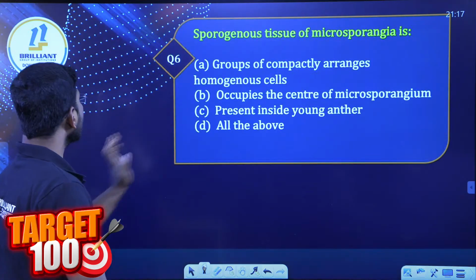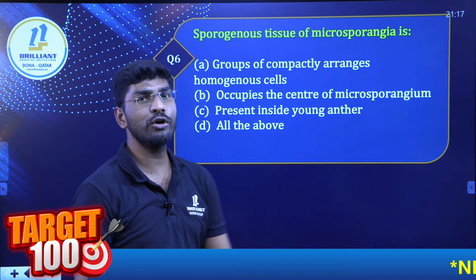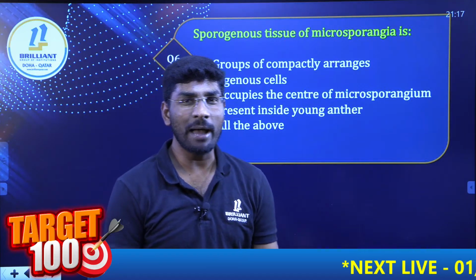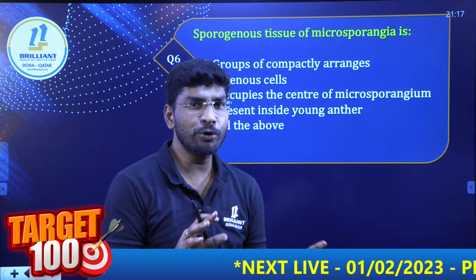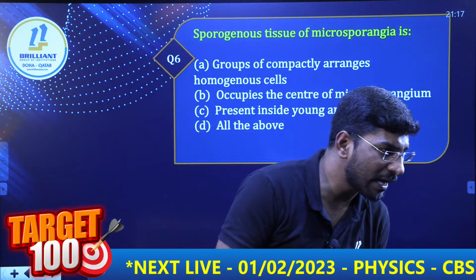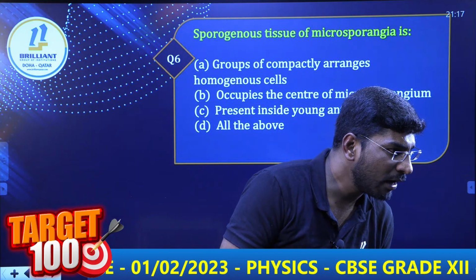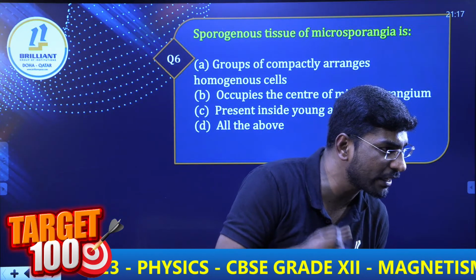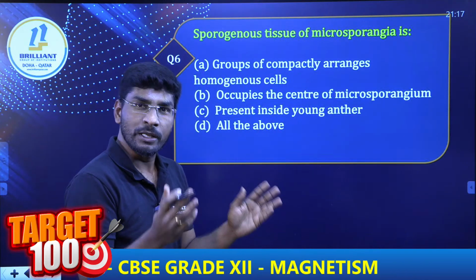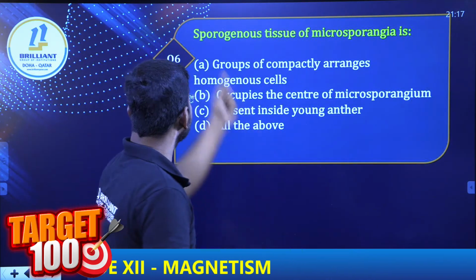Next question. Question number 6. Sporogenous tissue, haploid or diploid? Sporogenous tissue, haploid or diploid? Samuel, haploid. Reshma, sporogenous tissue, haploid or diploid? It's diploid, right? Sporogenous tissue is a diploid tissue.